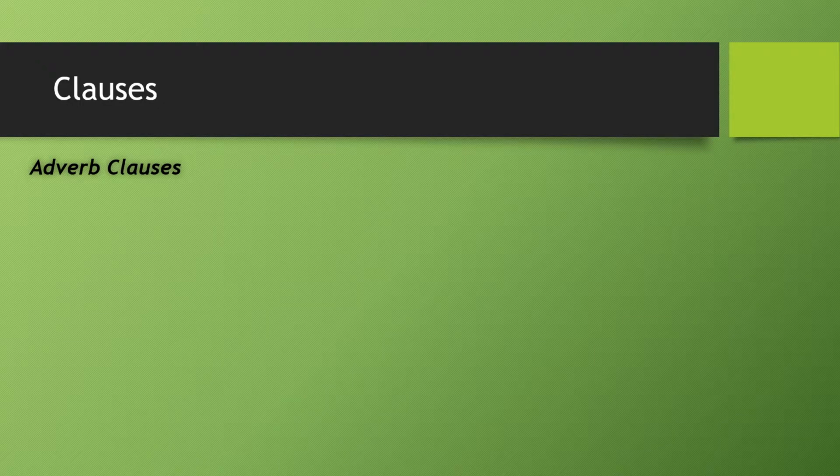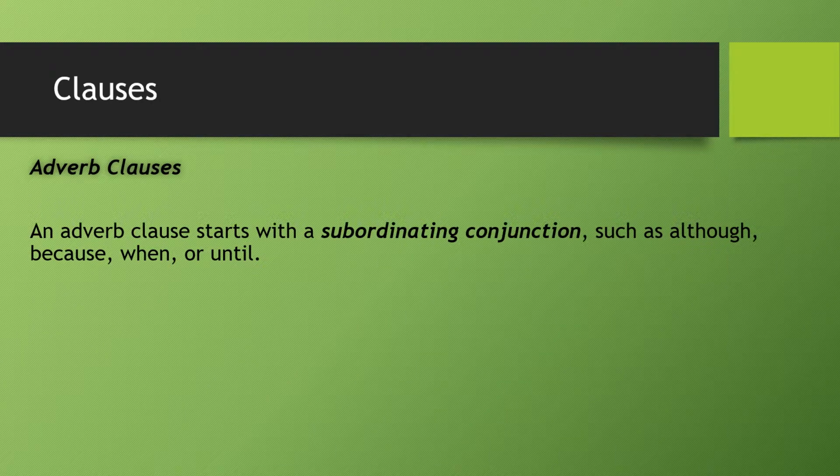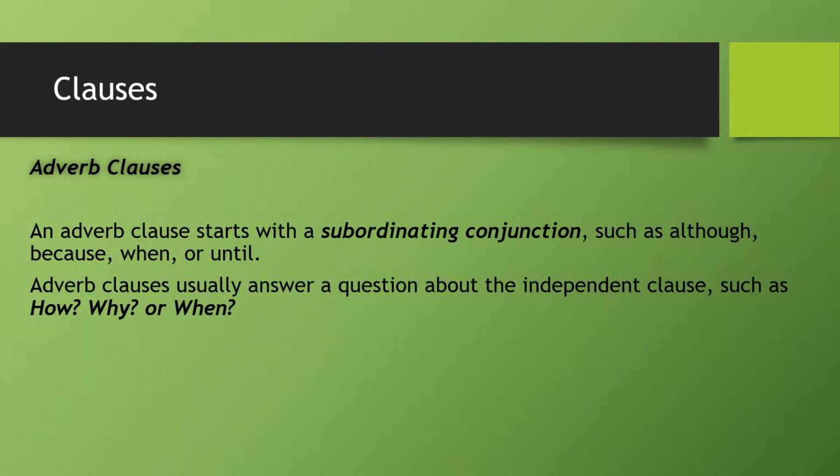Let's think now about adverb clauses. An adverb clause starts with a subordinating conjunction. A subordinating conjunction is such words as although, because, when, or until. Adverb clauses usually answer a question about the independent clause, such as how, why, or when.